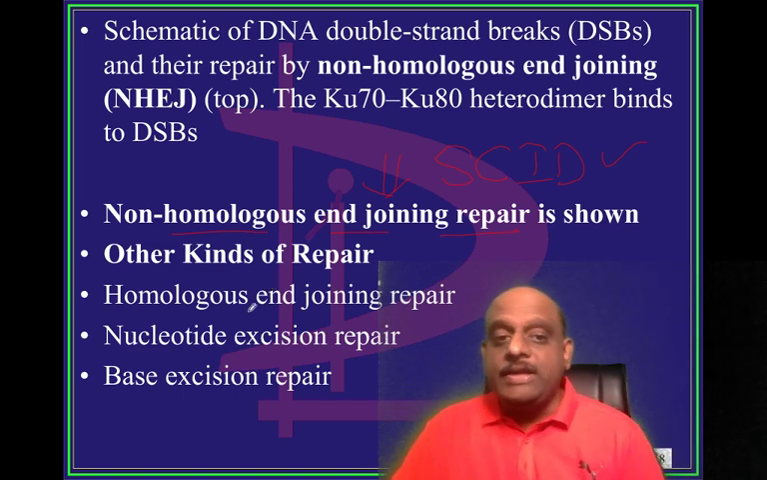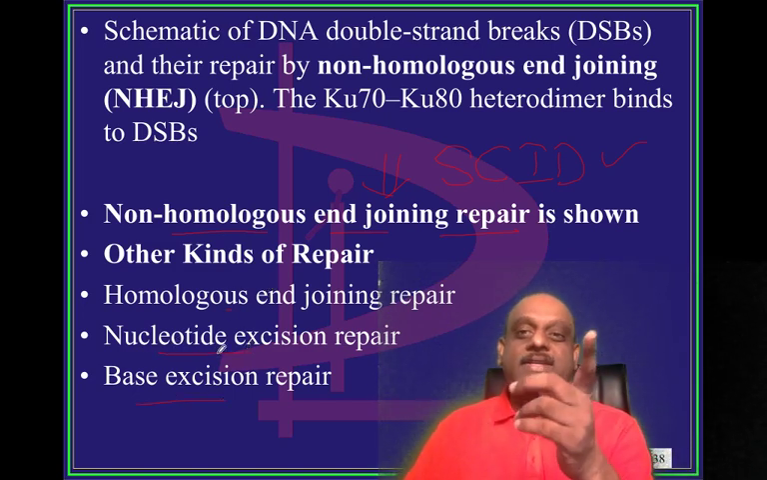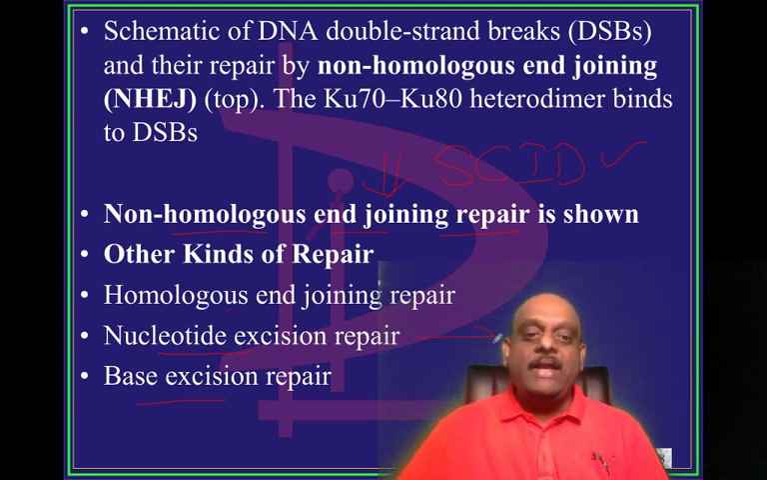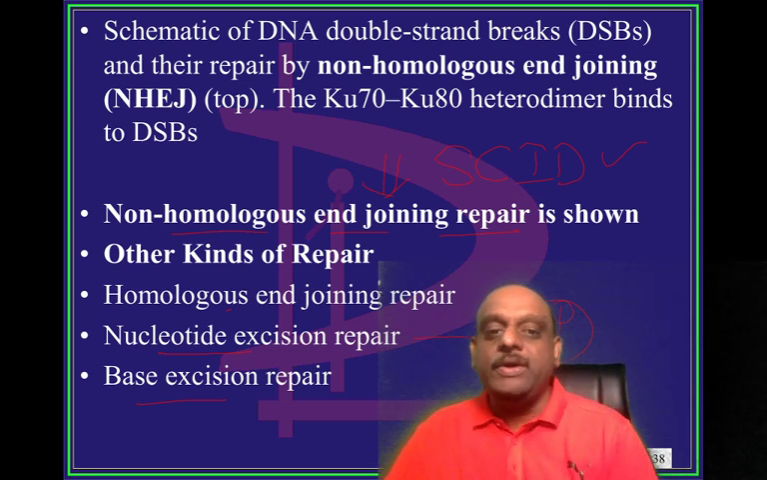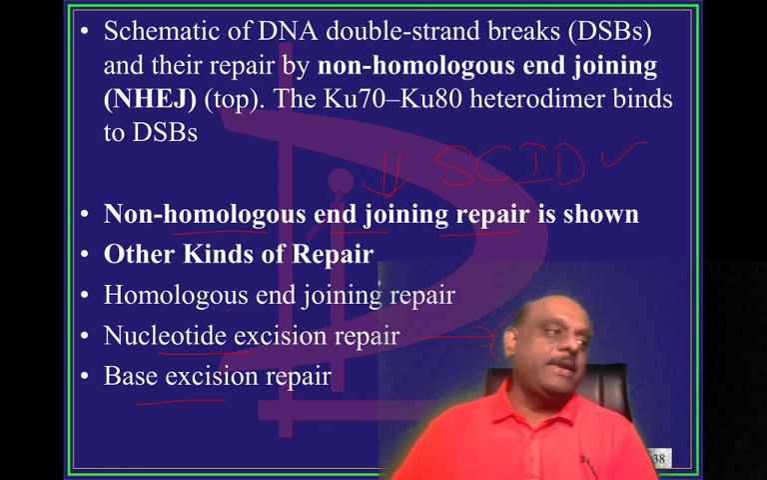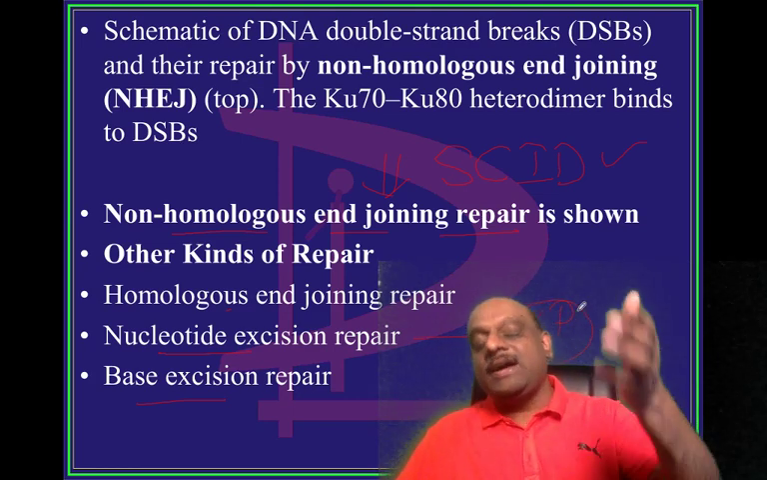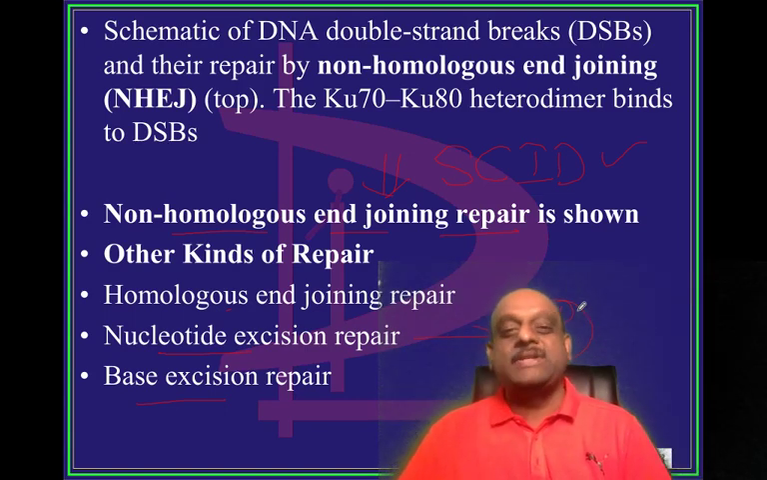So what are the other kinds of repair that you know? There is base excision repair, nucleotide excision repair. That is the place where you are having xeroderma pigmentosum, where nucleotide dimers are being repaired in xeroderma pigmentosum. So this is like Upanishad after Vedanta in biochemistry.